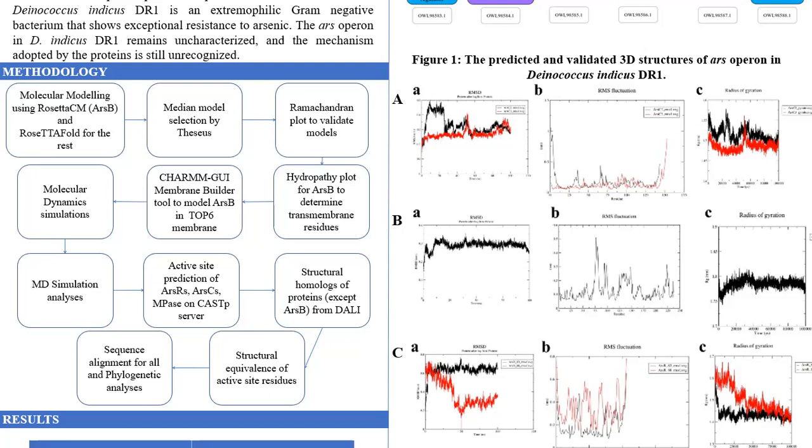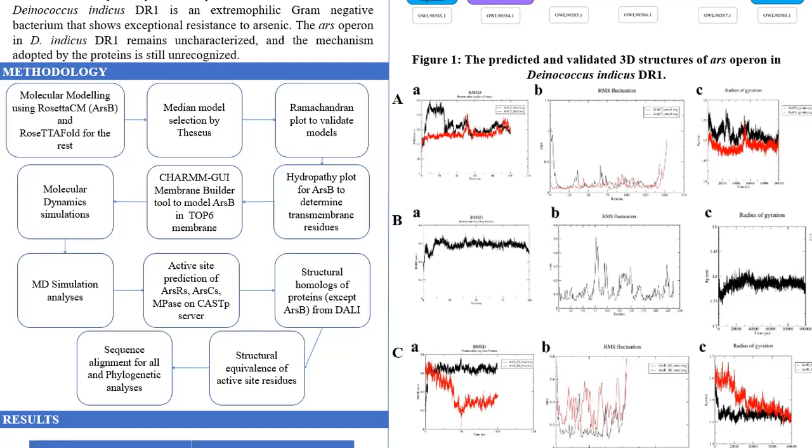For all proteins excluding ARSB, the active sites were predicted on the CASTp server, and their closest structural homologs were obtained from the DALI server. This step was followed by probing for the presence of structural equivalence among the predicted active site residues of our protein and the active site residues of the homologs. Lastly, multiple sequence alignment and phylogenetic analysis among the closest structural homologs were performed.